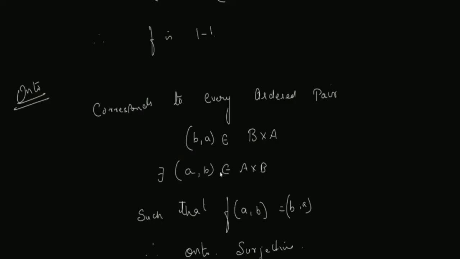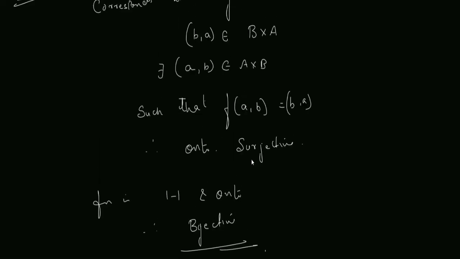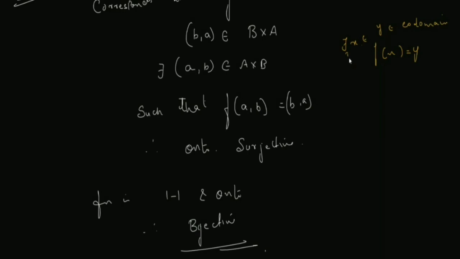So for every ordered pair (b, a), there exists an ordered pair (a, b), such that f of (a, b) is equal to (b, a). That is, the range is equal to the codomain. Therefore the function is onto, that is surjective. So that is the algorithm. If y belongs to the codomain, f of x is equal to y. y is (b, a). f of (a, b) is equal to (b, a). Therefore the function is onto. The function is 1 to 1 and onto. Therefore it is bijective. Thank you.